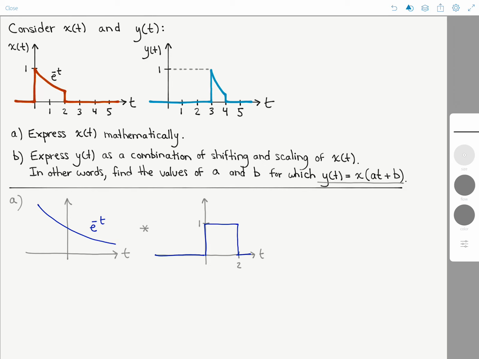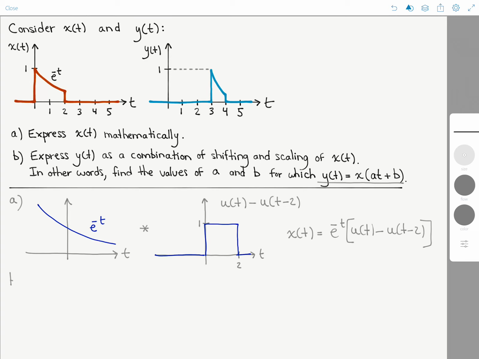And this rectangular pulse can be described mathematically quite easily with the help of the unit step function. This is simply the unit step function minus another unit step function delayed by 2 units of time. So x of t can be obtained by multiplying these two signals, which gives us e to the power negative t times the unit step function minus another unit step function delayed by 2 units of time.